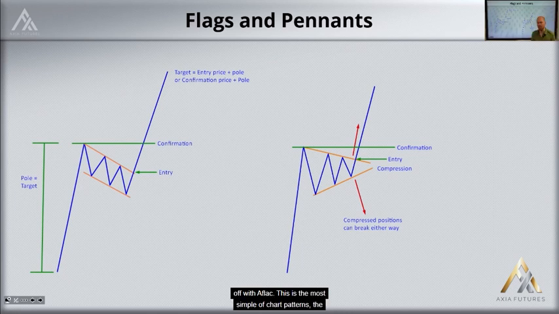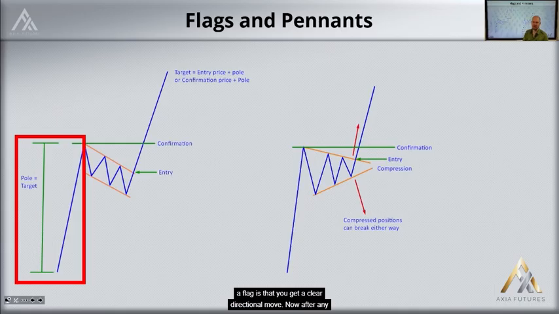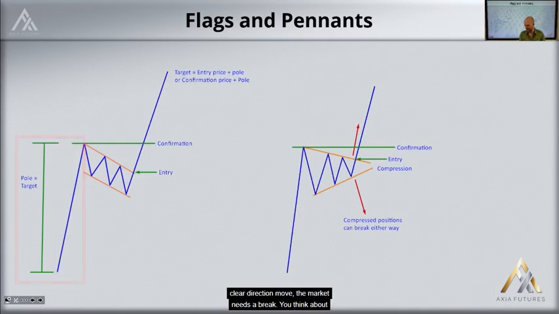This is perhaps the most simple of chart patterns, the ones that most people learn very, very early on. The idea of a flag is that you get a clear directional move. Now, after any clear directional move, the market needs a break. You think about yourself running very quickly. You're not going to be able to sustain that speed indefinitely. You need a break. You need to take a rest. And that's ultimately what happens.